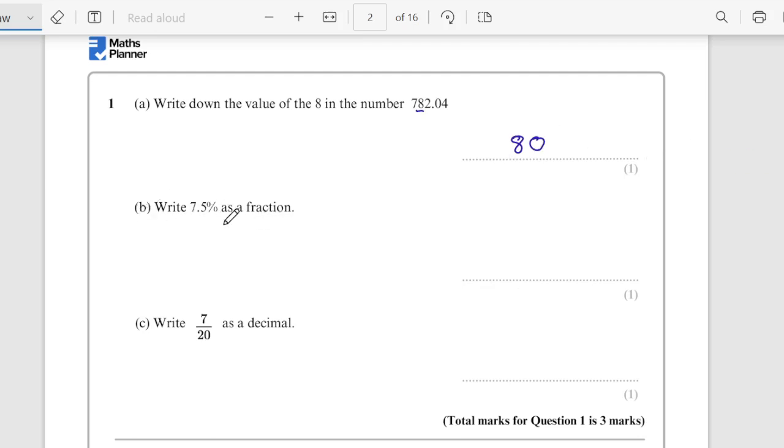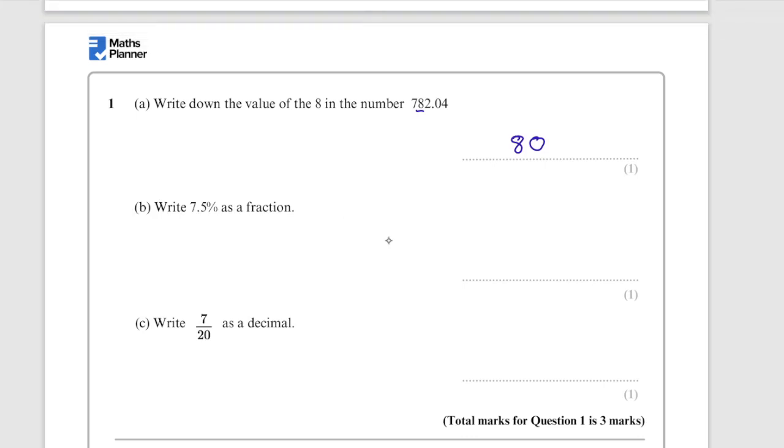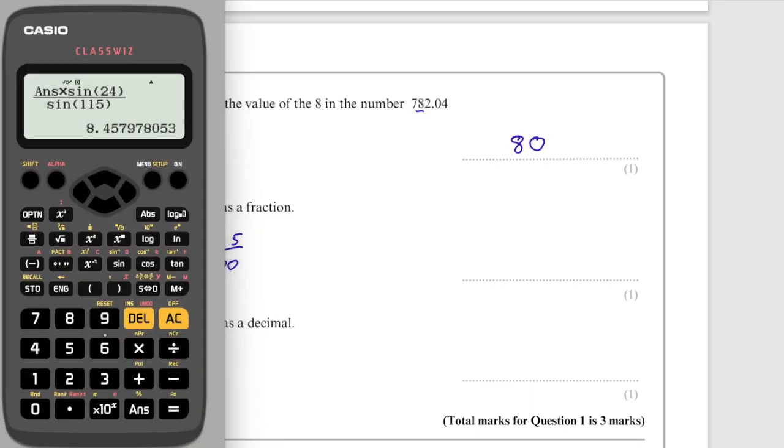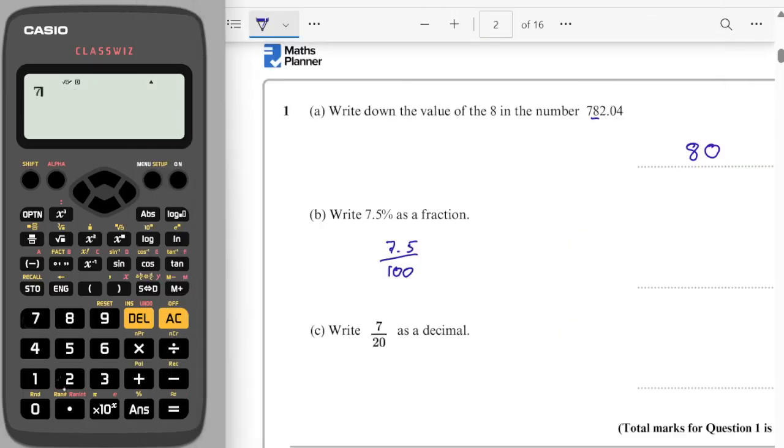Part B, write 7.5% as a fraction. 7.5% as a fraction is 7.5 over 100, and this is a calculator paper, so we can treat it just like that. 7.5 out of 100, as a fraction, will automatically cancel down to 3 out of 40.